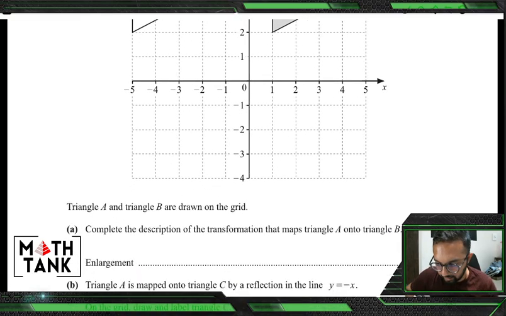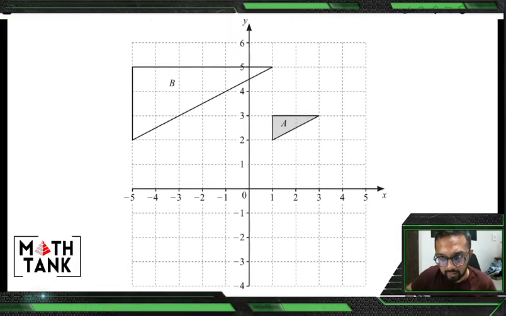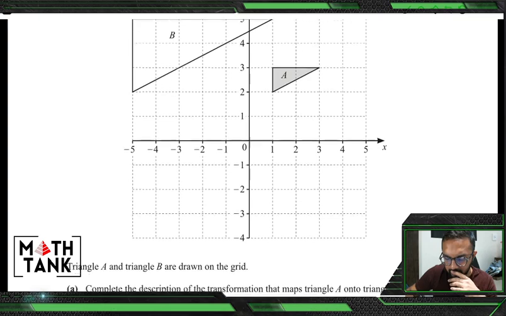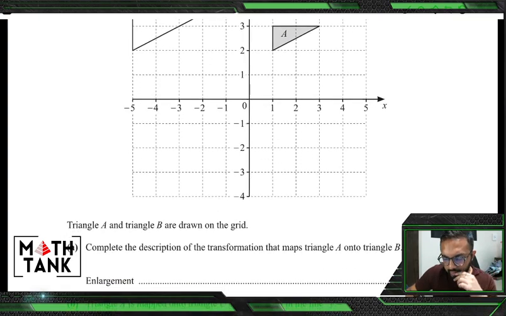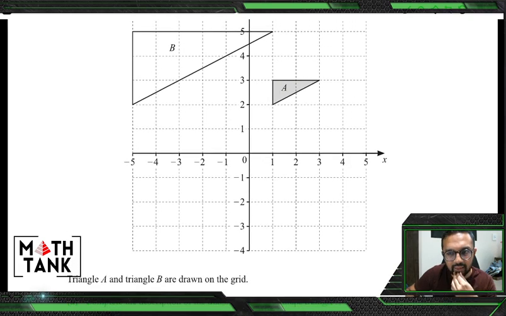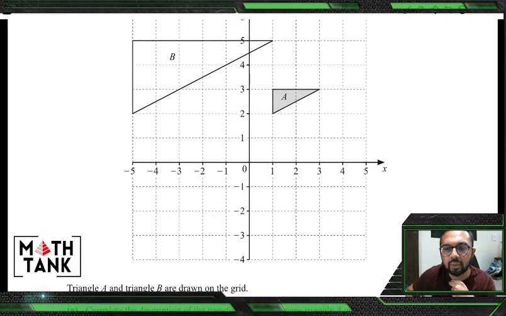It says triangle A is mapped onto triangle B. You can clearly see an enlargement. I can see that there's a positive enlargement factor because they look on the same side. It's not inverted either. Complete the description of the transformation that maps triangle A onto triangle B. So there are 2 things that you need to describe: the center of enlargement and the enlargement factor basically.